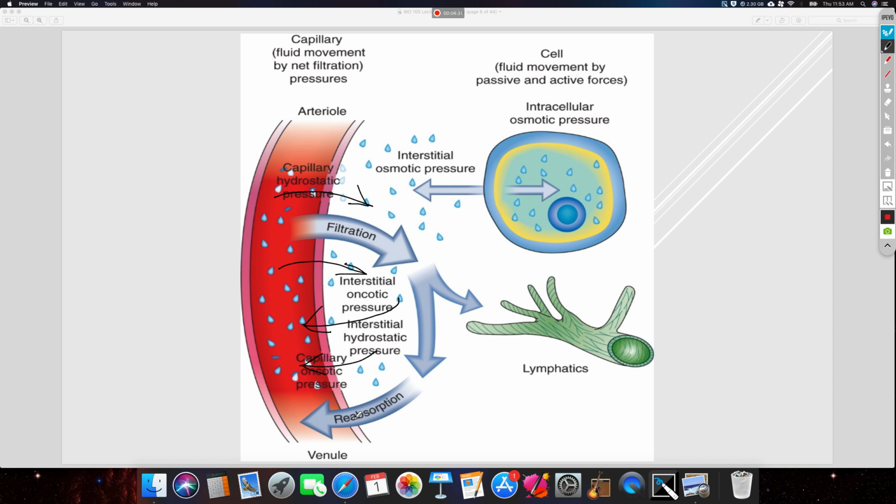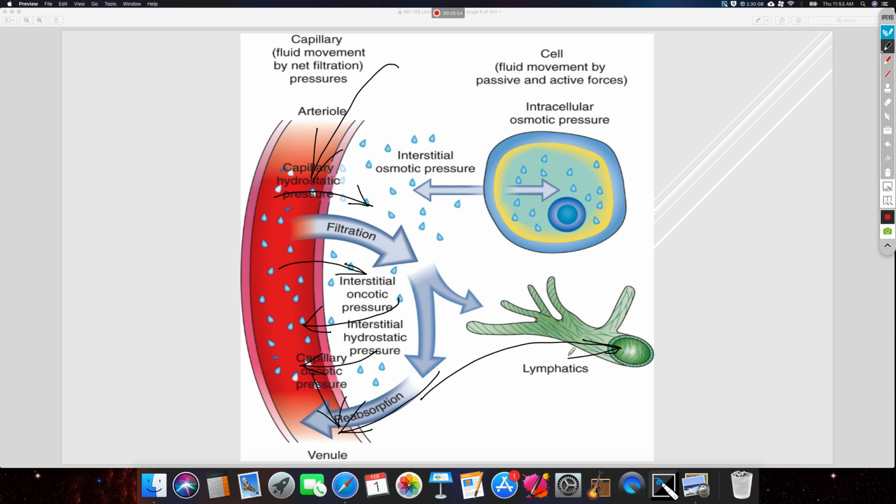Oncotic pressures pull. And again, this is a capillary, so we have the arterial end of the capillary, and then we have the venous end of the capillary. Most of this fluid that ends up out here is going to be reabsorbed on the venous end of the capillary, but whatever is not reabsorbed will enter the lymphatics. Okay, that's the job of the lymphatic system, to pick up this fluid, which is basically just plasma with some white blood cells and stuff in it, and then return it to the bloodstream.